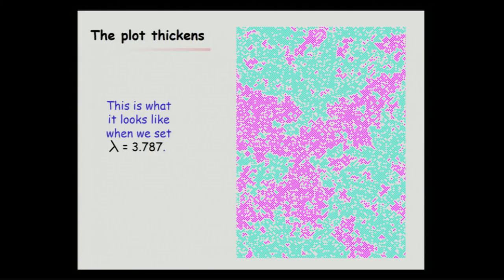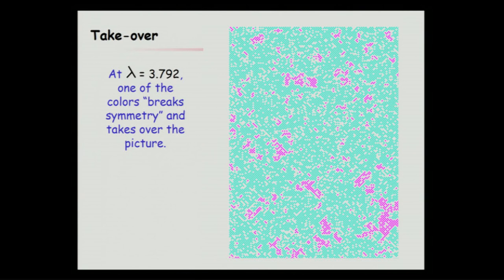And if I run lambda up to 3.787, we see that we've now packed more checkers in, and we have an enormous amount of cohesiveness between the two colors, inside each of the two colors. That's at 3.787. We run it up just a little bit more to 3.792. Something odd happens. One of the colors takes over the world, and we're just left with islands, small continents of the other color. We don't know which color will take over. It'll be either cyan or magenta in this particular case.